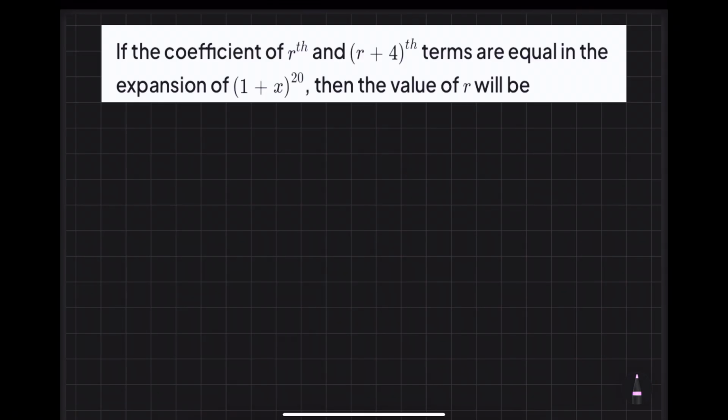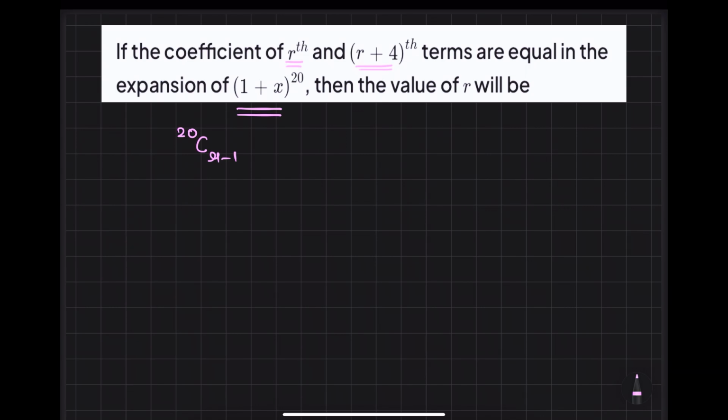So we got this situation. The coefficient of rth term and r+4th term are equal in the expansion of this. Okay, now look at this. So the point is, you know that if I talk about the first term, the lower subscript of C should be 0. Second term, lower subscript of C should be 1. Third term, lower subscript of C should be 2. So if I am talking about the rth term, the lower subscript of C should be what? R minus 1. Correct?